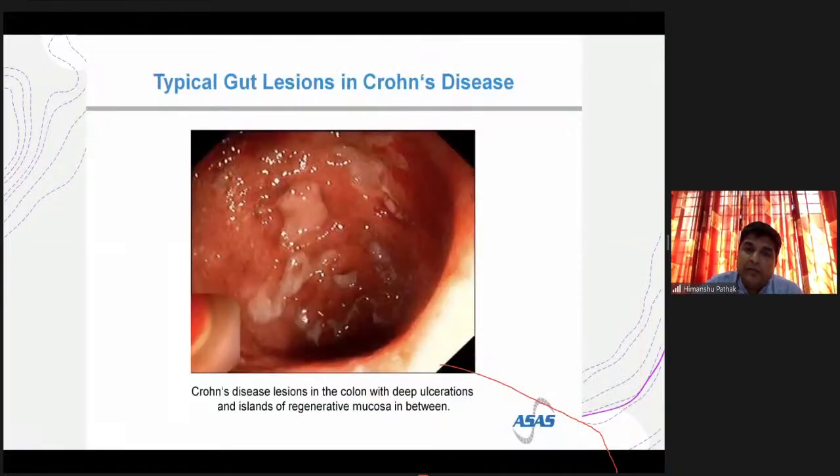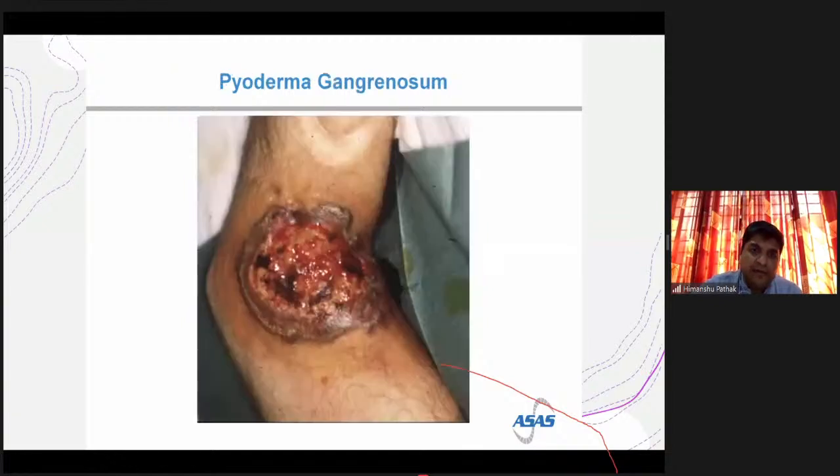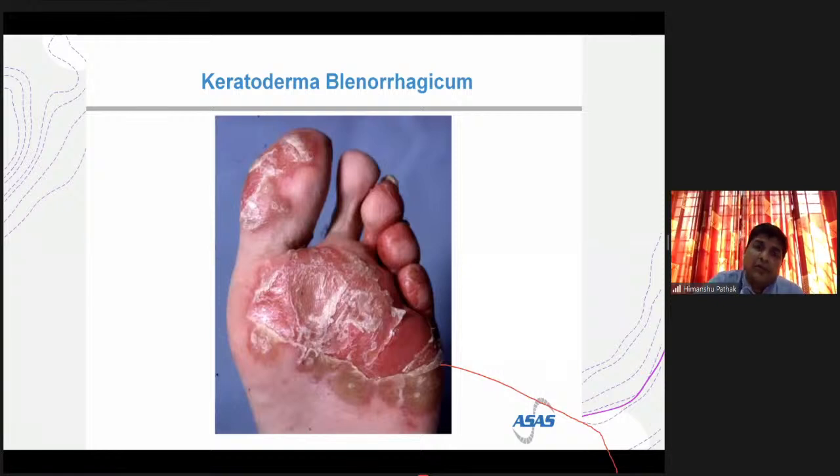This patient may be linked to inflammatory bowel disease. So a back pain patient comes to you with constitutional symptoms, low grade fever, recurrent diarrhea, blood in stool. You may have a suspicion of Crohn's disease or IBD. Pyoderma gangrenosum is one of the skin conditions, a non-healing ulcer, which is associated with the spondyloarthritis spectrum. Keratoderma blennorrhagicum is usually seen with reactive arthritis.